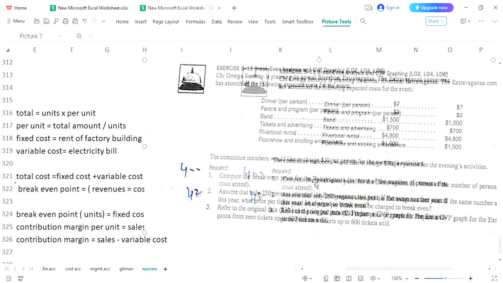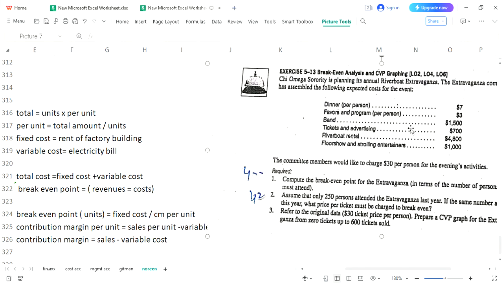The first step which you will be doing is to distinguish which cost is variable and which cost is fixed. Here it is written per person. Now let's see, if 100 persons are attending, your dining fee would be different. When 200 persons are attending, dining fee would be different. Next cost is favors and program. It is again per person. So obviously it is totally dependent upon the number of persons. If number of persons is increased, cost will be increased. If number of persons is decreasing, cost would be decreasing.